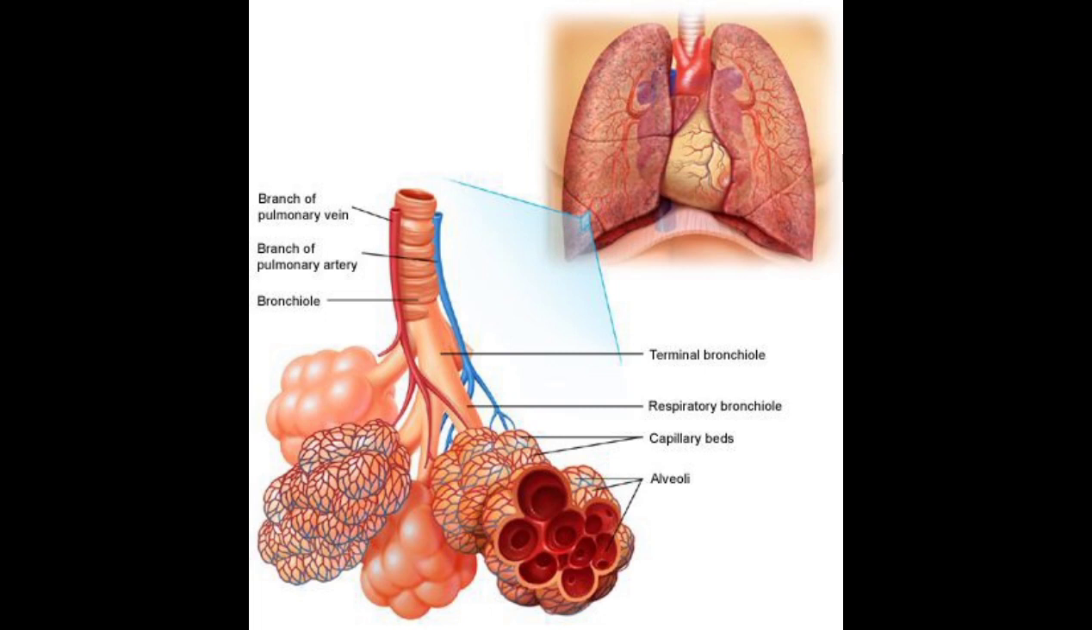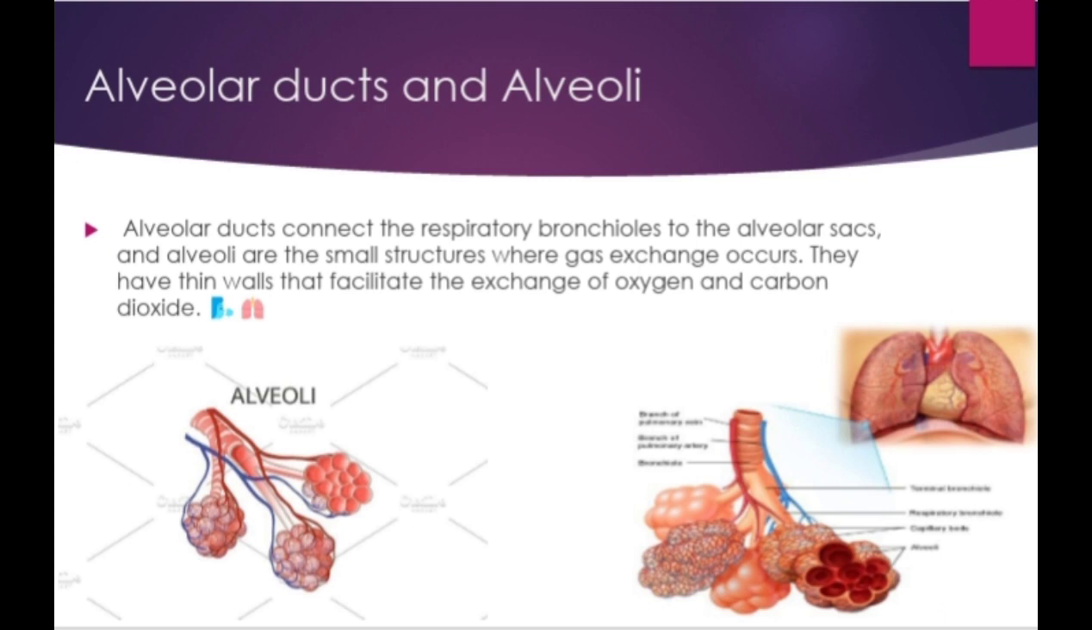In summary, alveolar ducts connect the respiratory bronchioles to the alveolar sacs, and alveoli are the small structures where gas exchange occurs. They have thin walls that facilitate the exchange of oxygen and carbon dioxide.